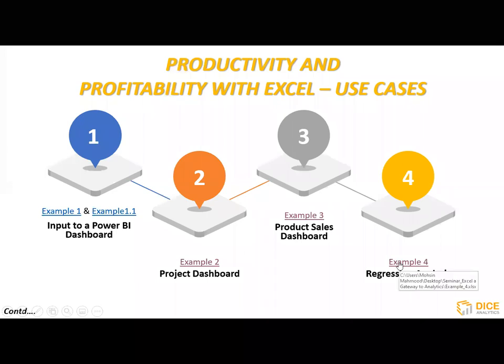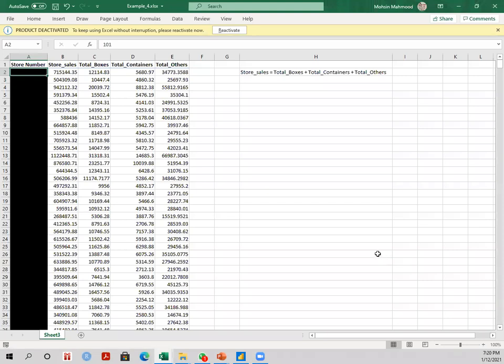Okay, example number four: I'm going to show you how you can run a statistical test in Excel. Excel gives you the ability to run a multivariate regression. I don't know if you have heard about regressions, but in simplicity, it's a statistical methodology that allows you to check causation between a Y variable and multiple X variables.